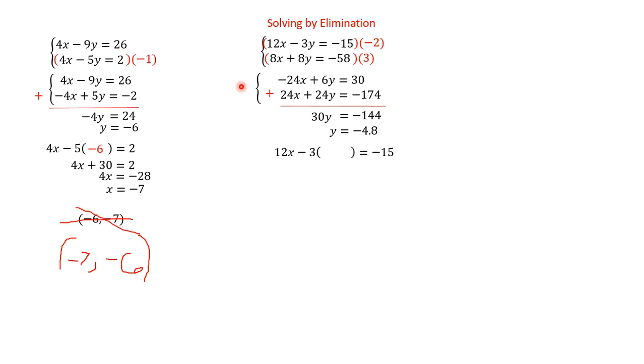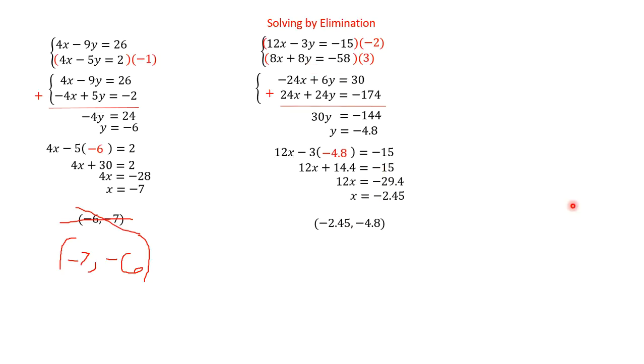12x minus 3 times -4.8 equals -15. Distribute the -3, or actually it's not distribute, multiply. -3 times -4.8, 12x equals 14.4. We can subtract that to get 12x equals -29.4. Divide by 12, and x equals -2.45. And so we have our ordered pair of -2.45, -4.8. And notice this time I remembered to put the x first.